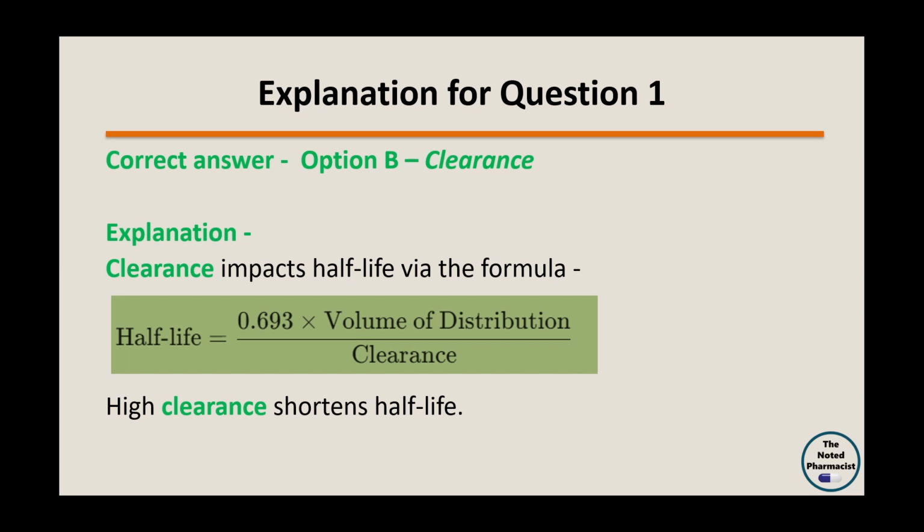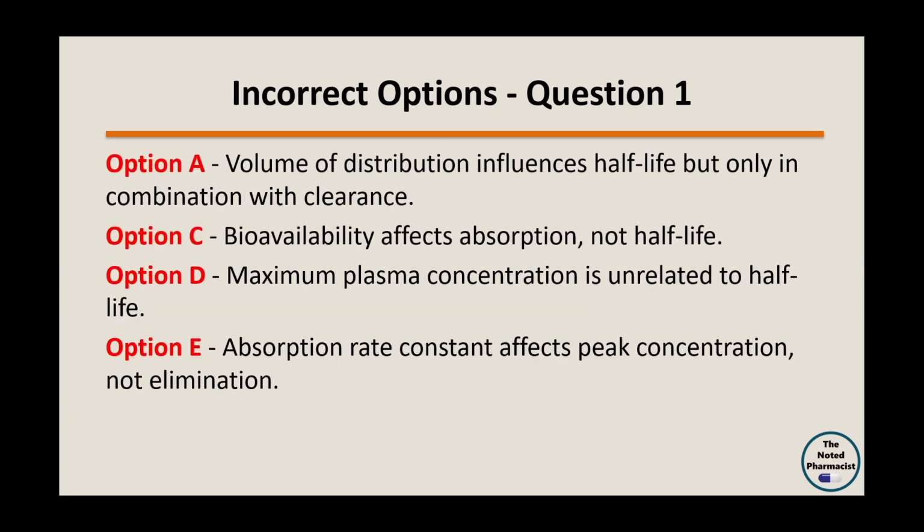Now, here is the explanation for the incorrect options. Option A, which is volume of distribution, is inaccurate because although volume of distribution does influence the half-life, it only does so in combination with clearance. Option C, which is bioavailability, relates to how much of the drug is absorbed and reaches systemic circulation but does not affect half-life directly. Option D, which is maximum plasma concentration, represents the peak concentration of a drug in the blood and is not directly linked to half-life.